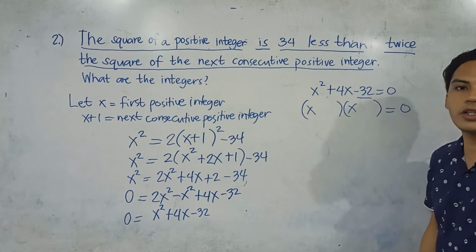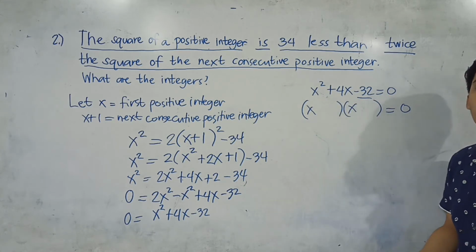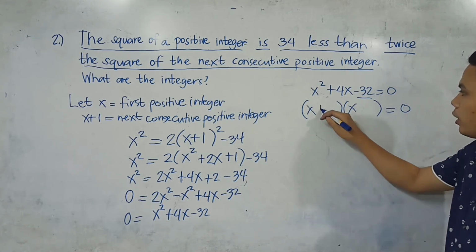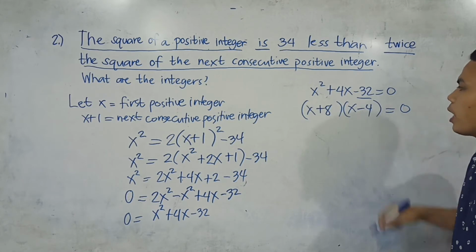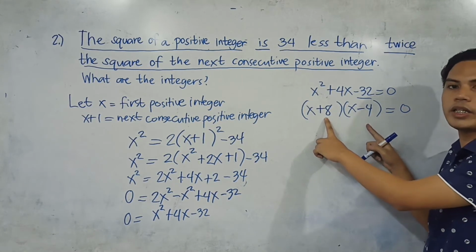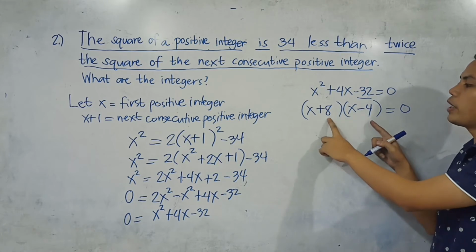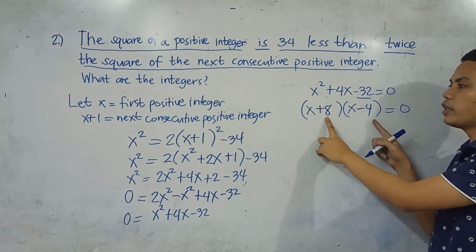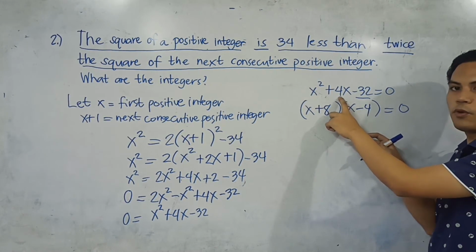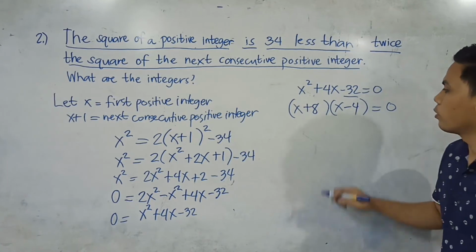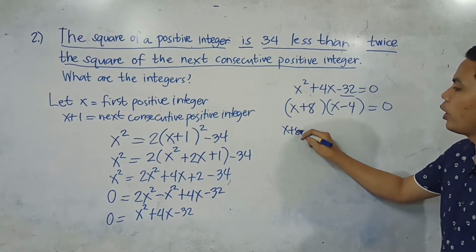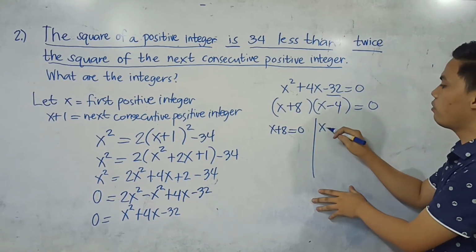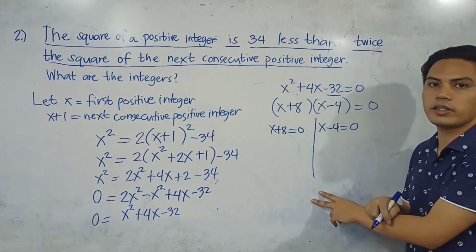So, ano kaya yung mga factors na negative 32? So, the factors of negative 32 would be positive 8 and negative 4. Okay. Bakit positive 8 at saka negative 4 yung nilagay natin? Kasi nga, pag minultiply natin si 8 at saka sa negative 4, ang sagot ay negative 32. Pag in-add naman natin sila, that would be equal to 4. Okay? So, we're going to equate each factor to 0. Okay. Para makuha natin yung value ng x.